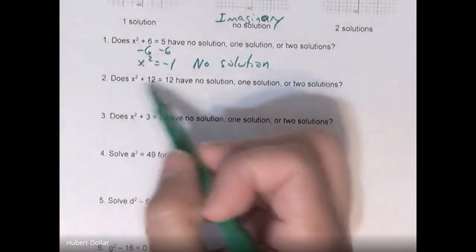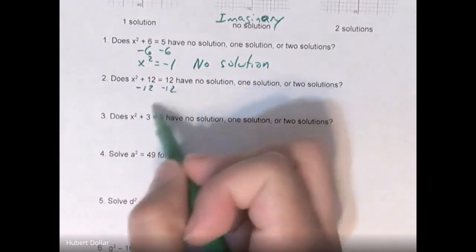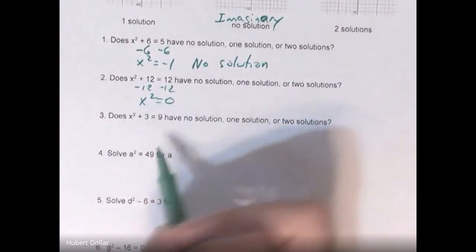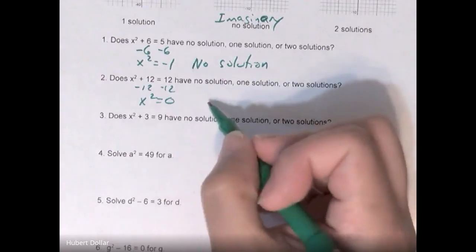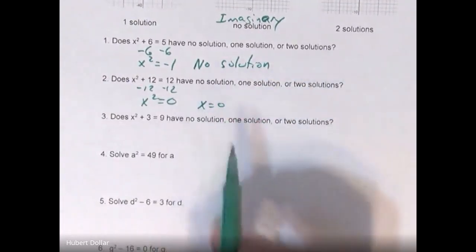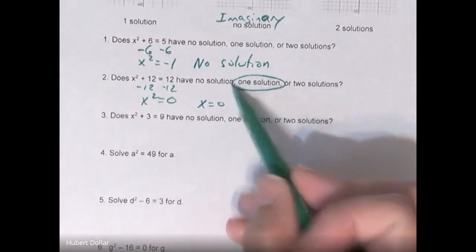The second equation says x squared plus 12 equals 12. Well, if we subtract 12 from both sides, we get x squared equals 0. Well, what number times itself equals 0? Well, it's 0, so x equals 0. And 0 is the only number times itself that equals 0, so there's only one solution. So there is one solution to this problem.